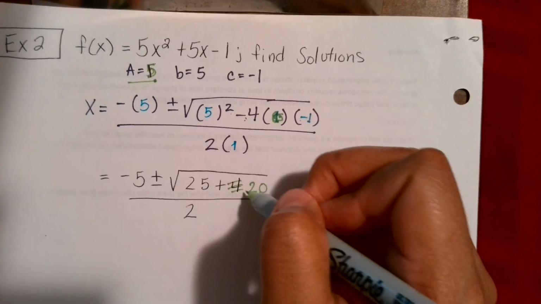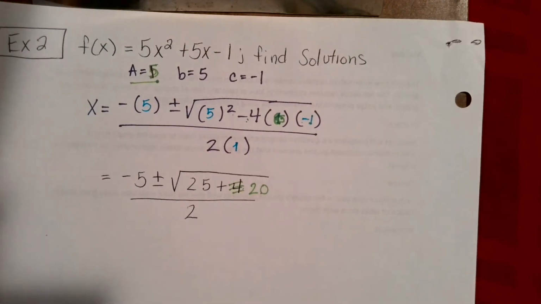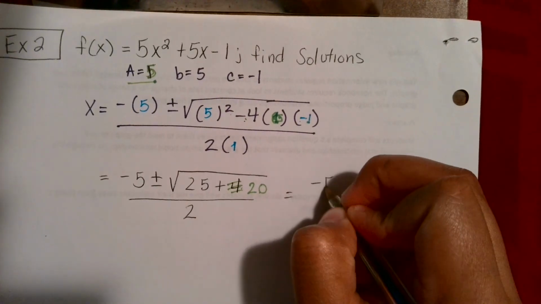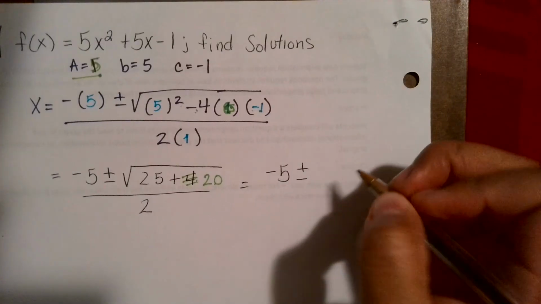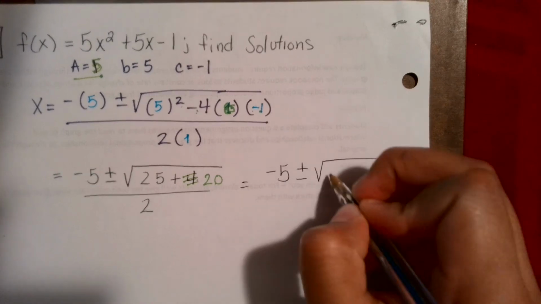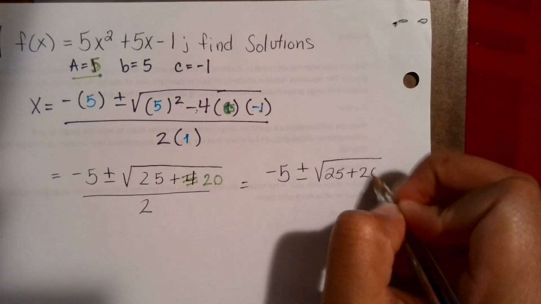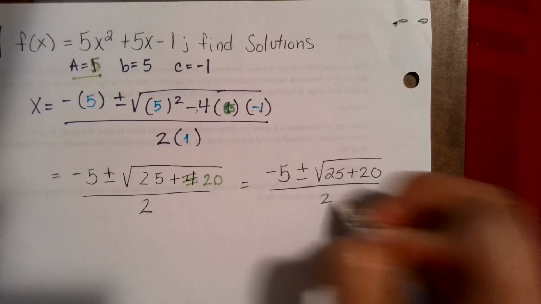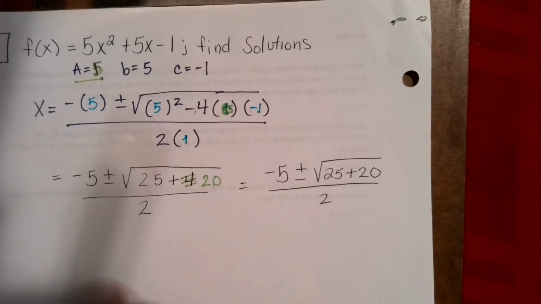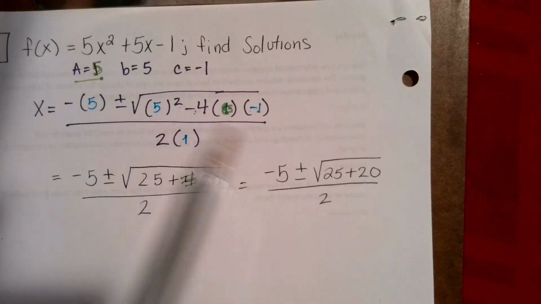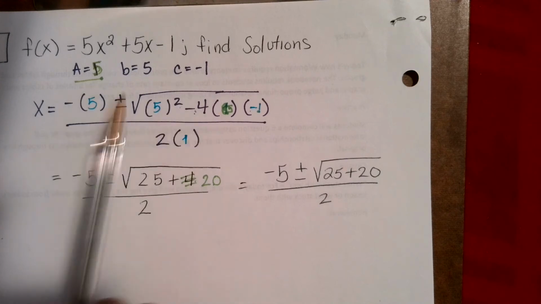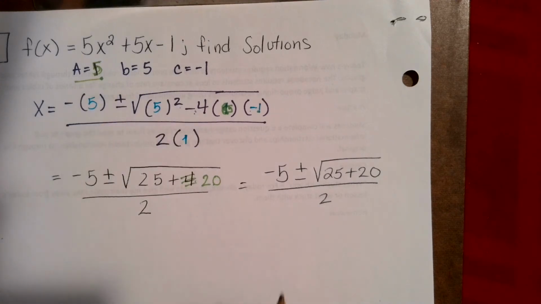A negative times a negative is a positive. So let me rewrite that. Apologize for that, guys. So we got -5 plus or minus the square root of 25 plus 20 over 2. There we go. That's right. Again, because my A was 5, not 1. So we had to put a 5 right there. I know a lot of you probably were like, what are you doing, Miss Cortez?